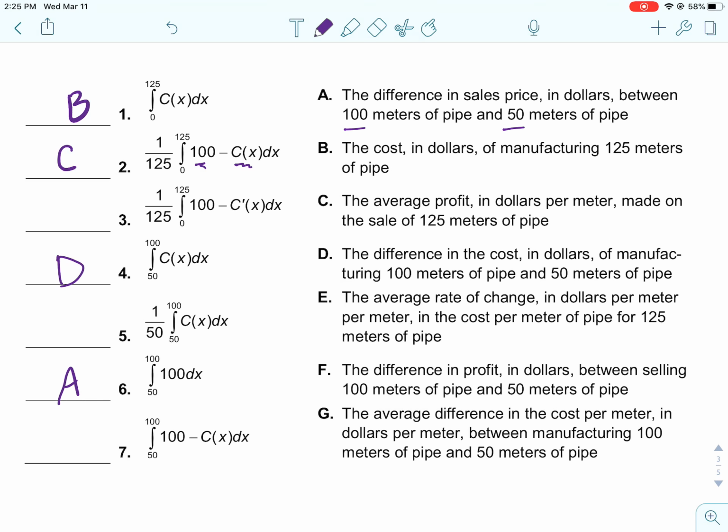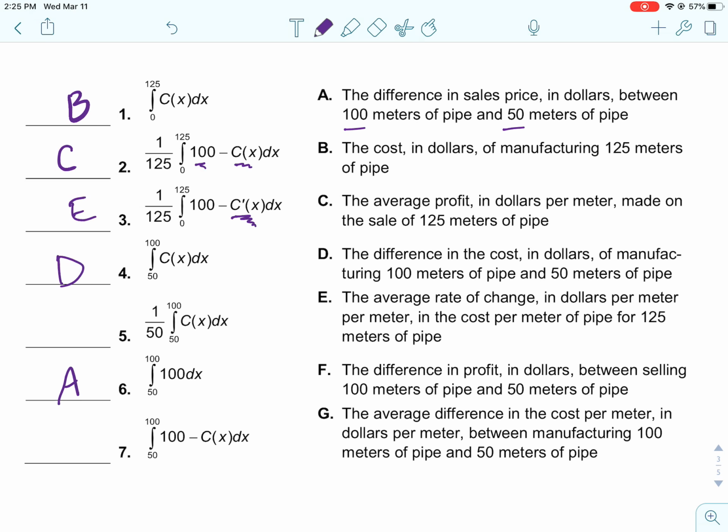All right. The average rate of change in dollars per meter in the cost. Let me start over. The average rate of change in dollars per meter in the cost per meter of pipe. Okay, this is the only one that has a prime, which is going to be rate of change, so that's going to be E.